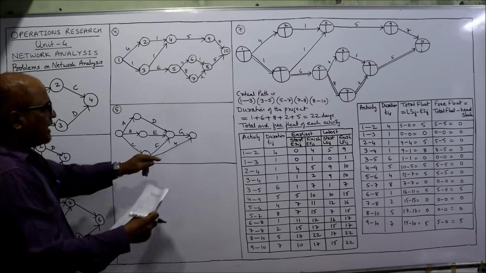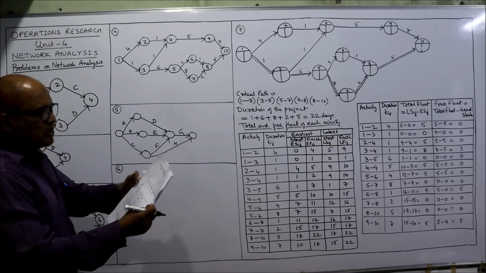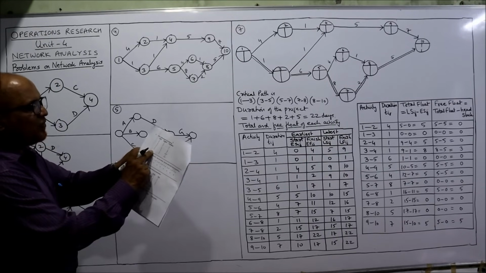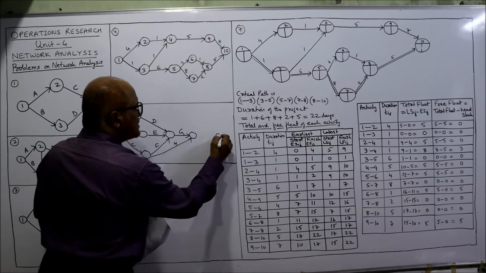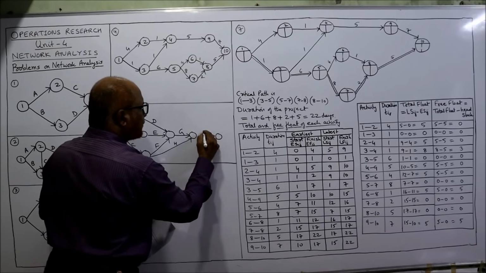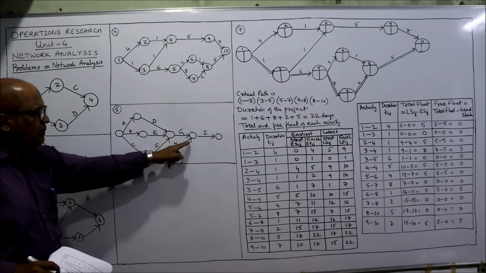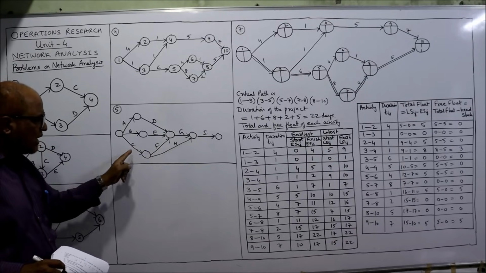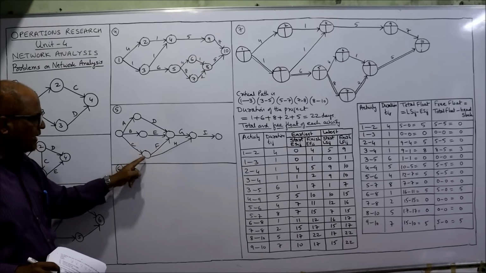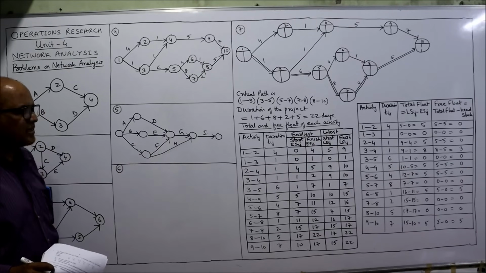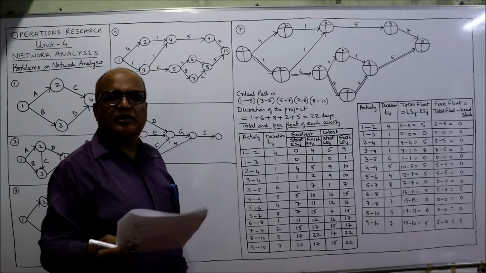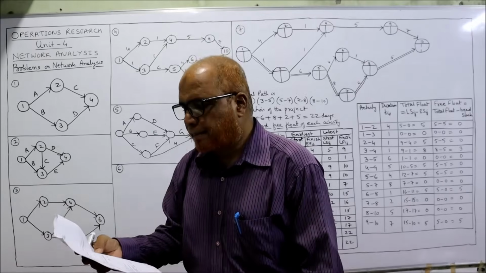Now G and H combine together because G and H are the predecessors for the I activity. This is the I activity. So I follows after G and H. So G and H should be combined. H follows after C. C is completing here, H follows, right? That's all. The diagram is completed.